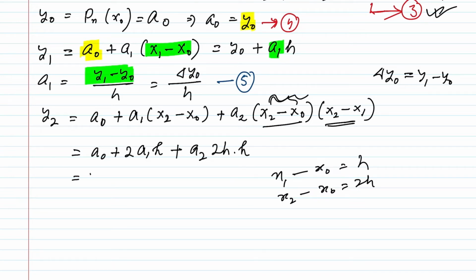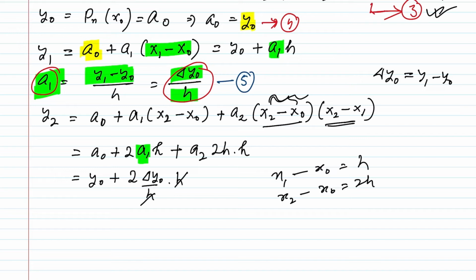So now, the value of a naught is y naught, we have already obtained that. And the value of a1, we have already got, a1 is equal to this. Here you can see this is the value of a1. So if you put it here, then what you will get? You will get del y naught by h into h. Here h will be cancelled, so we can write 2 del y naught only. So hope you have understood this.